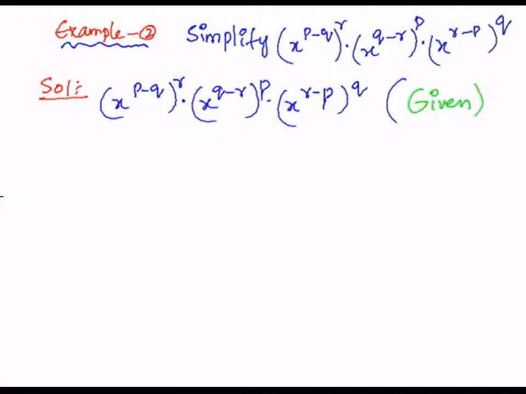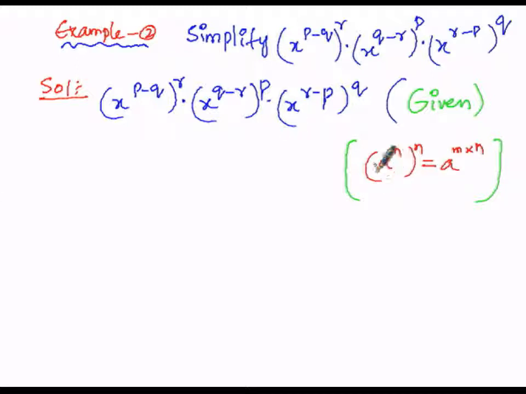But the first bracket is similar to a to the power of m whole to the power of n. Whereas the second bracket is also similar to a power m whole power n. And the third is also similar to the same identity, that is a power m whole power n type. So here the identity of a power m whole power n is equal to a power m into n. So based upon this reason, this law is applicable for all the three brackets.